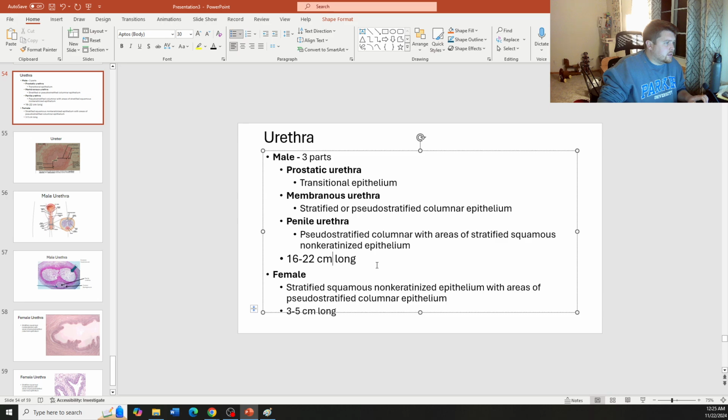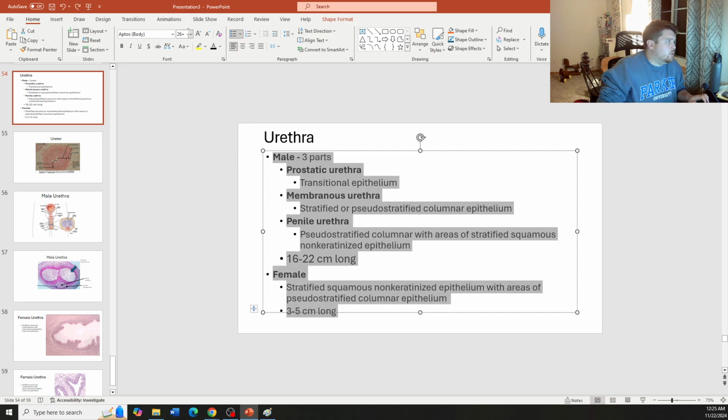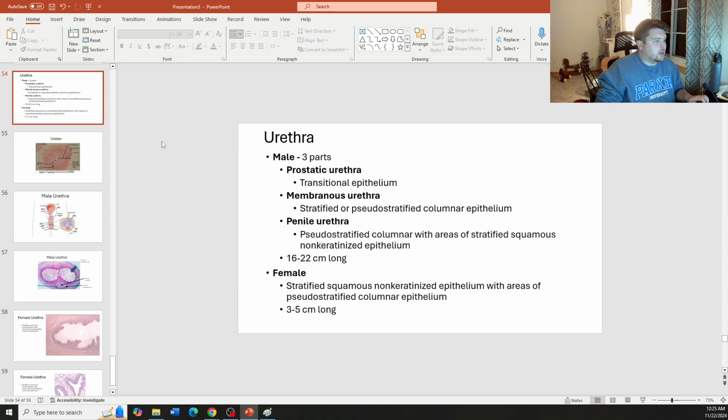This is one of the reasons why women are much more prone to urinary tract infections as well as bladder infections, because there's a much shorter distance from the urethra to the bladder, so it's much more likely that they can have urinary tract infections as well as bladder infections.